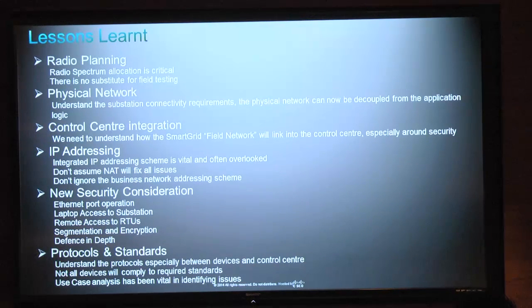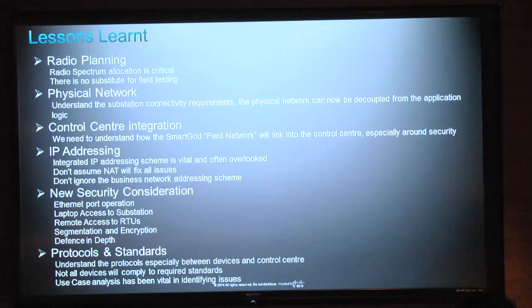The physical network, understanding the connectivity requirements, understanding that the physical network can now be decoupled or abstracted from the application layer logic. It doesn't need to be tied hand in hand. This is how you enable the multi-service environment. Integration with the existing control centre was clearly a critical requirement because all of this grid control system still needs to be monitored and controlled from the same control room environments.